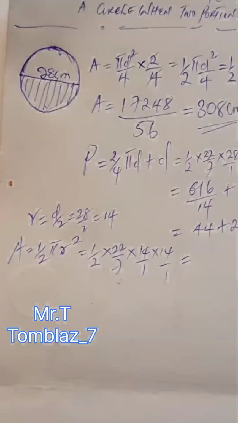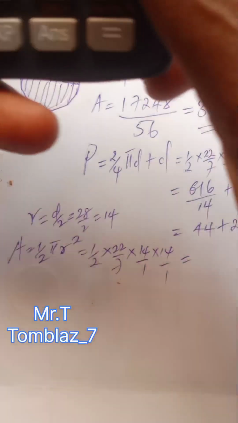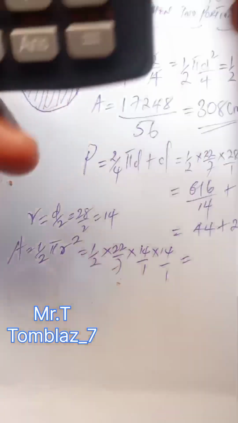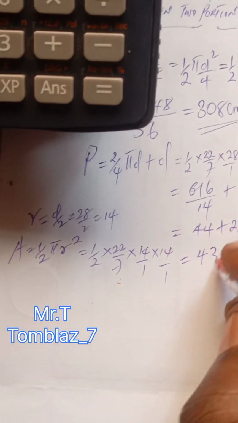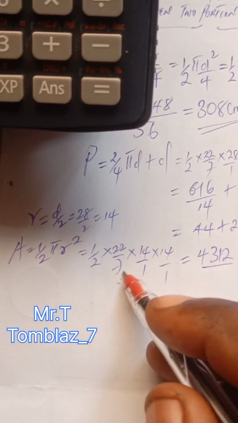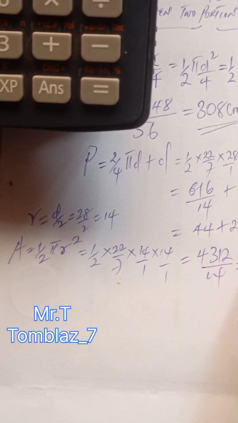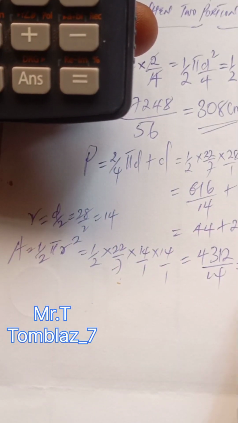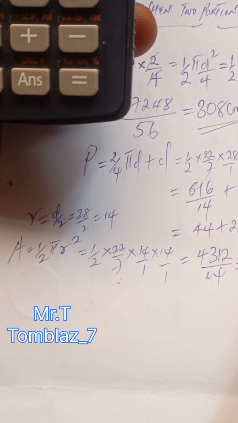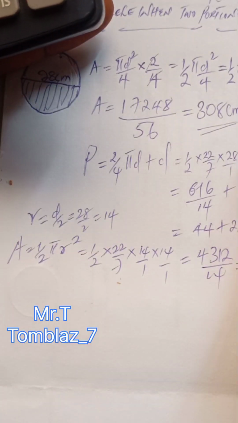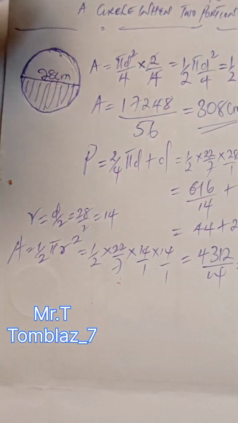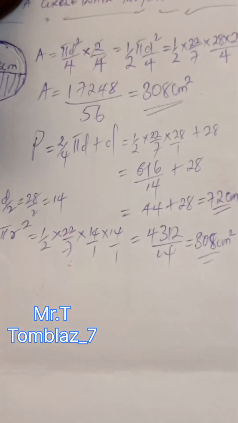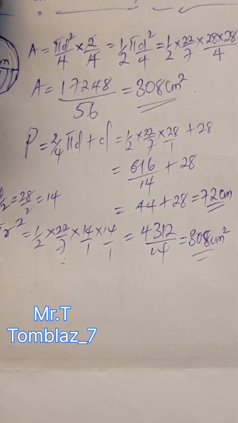Let's multiply the numerators. We have 22 times 14 times 14, which is 4312. The denominator, 2 times 7, is 14. Let's divide: divided by 14, we get 308. So it's the same, centimeter squared. You can see that it's the same as with the diameter. They are all 308 centimeter squared.